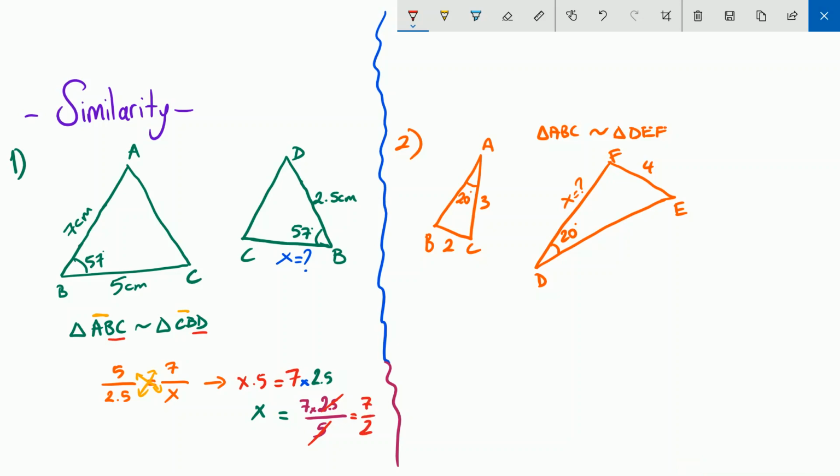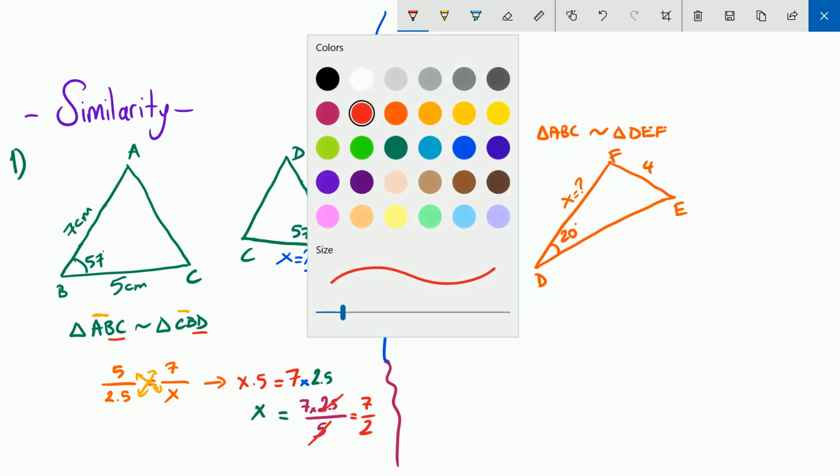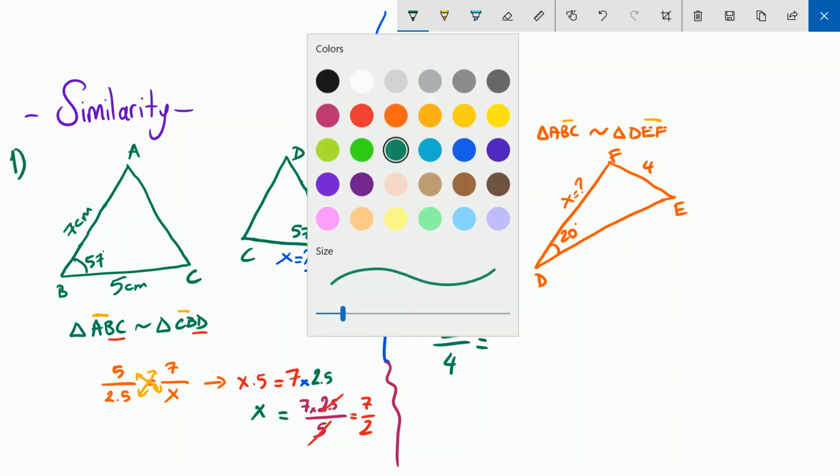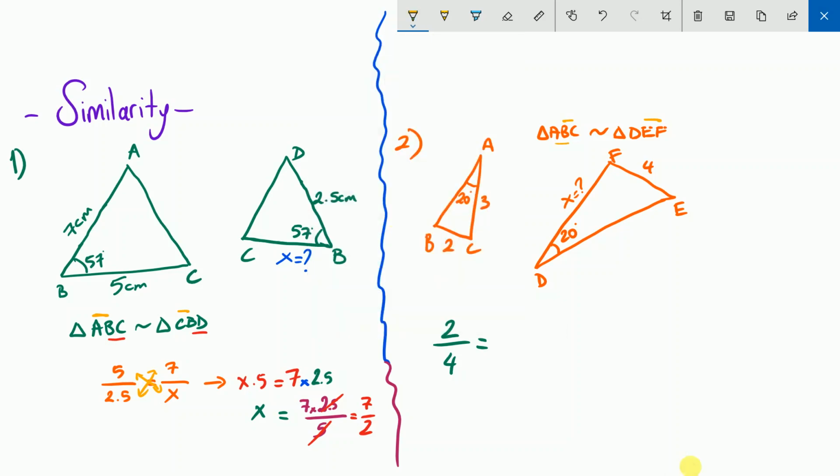What about question 2? Triangle ABC is similar to triangle DEF. Looking at the letters, the side BC is similar to the side EF. Let's create the proportion. Side BC over the side EF equals 4. So the side AC, look at this, AC and the side DF is X. The side AC is 3, DF is X.